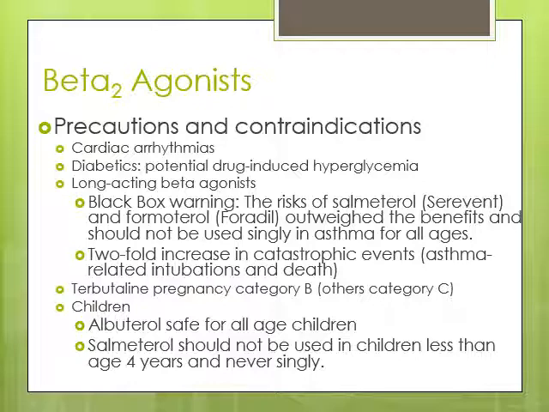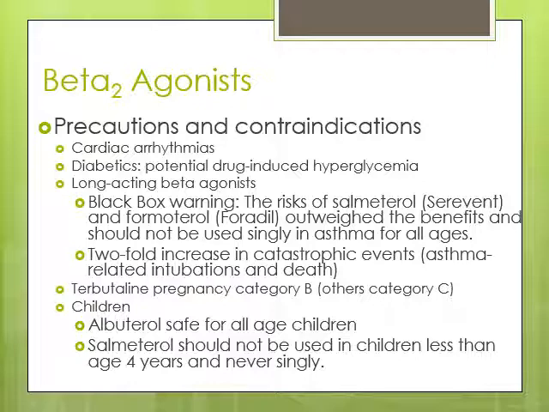Now, looking at beta-2 agonists, precautions and contraindications. Cardiac arrhythmias associated with tachycardia or heart block caused by digitalis intoxication, angina, narrow-angle glaucoma, and organic brain damage, and shock during general anesthesia with halogenated agents. These are contraindications to beta-2 agonists.